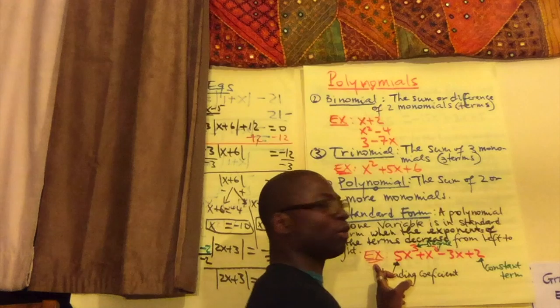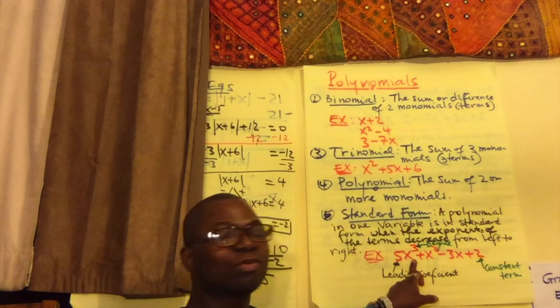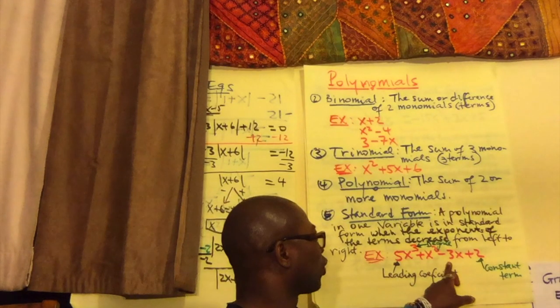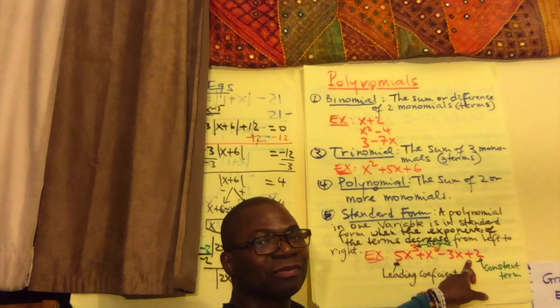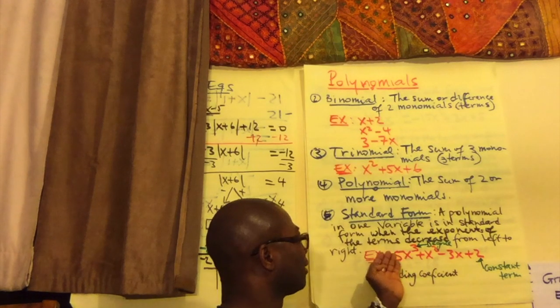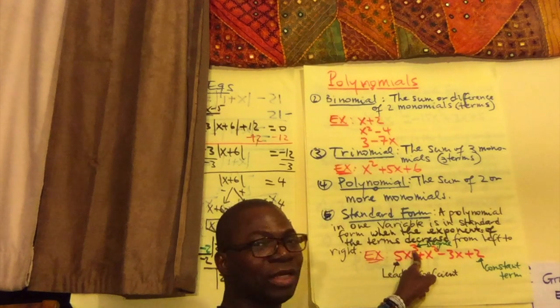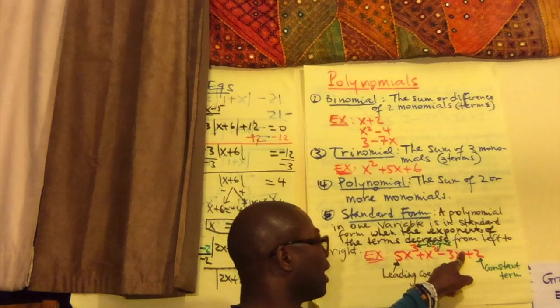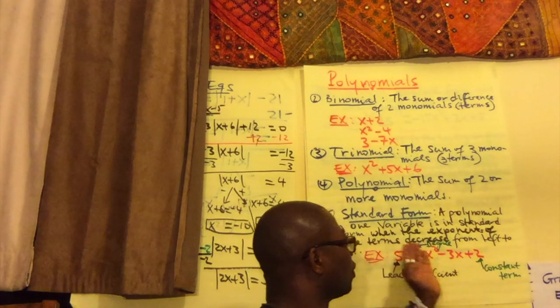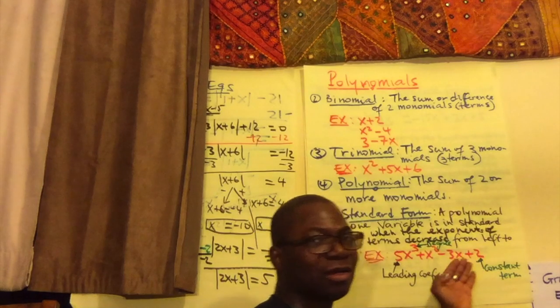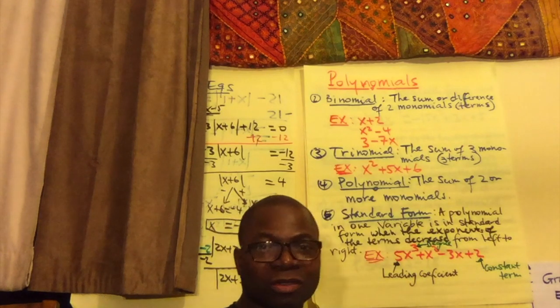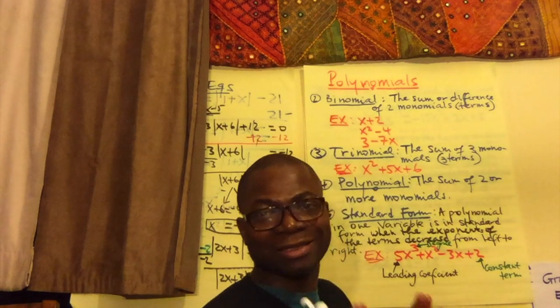Okay, as an example, we have this one: 5x cubed plus x squared minus 3x plus 2. If you look at it, the highest exponent is 3, then 2, then 1. It's a visible 1, and here nothing. So the exponents are decreasing. When that happens, then you know your polynomial is in standard form.